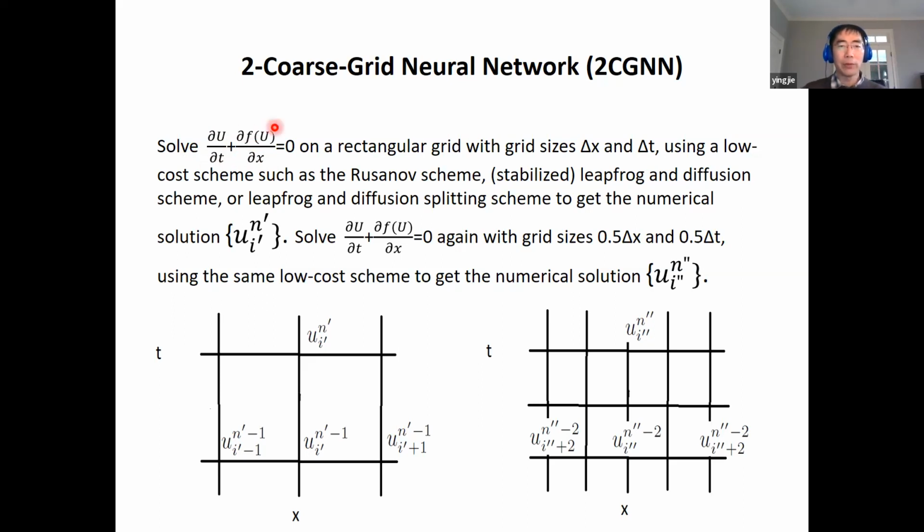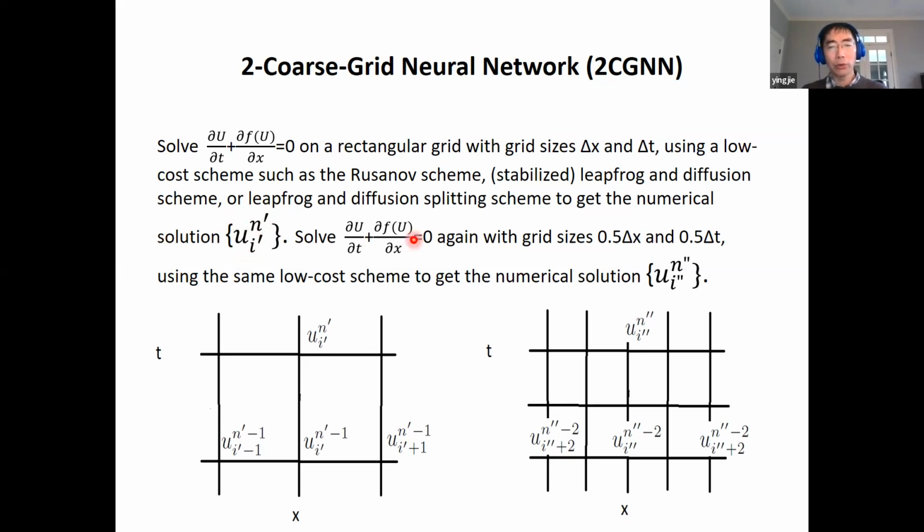We still try to solve this conservation law. Let's say we solve it with a numerical scheme, but we equip the numerical scheme with two types of meshes. One is with delta x and delta t, that's the grid size. And then we obtain the solution, let's say u_i^n with a prime here, which means that it is solved with grid size 1.